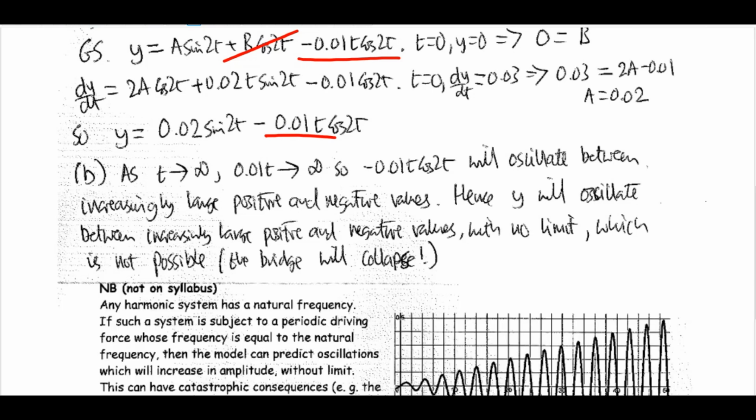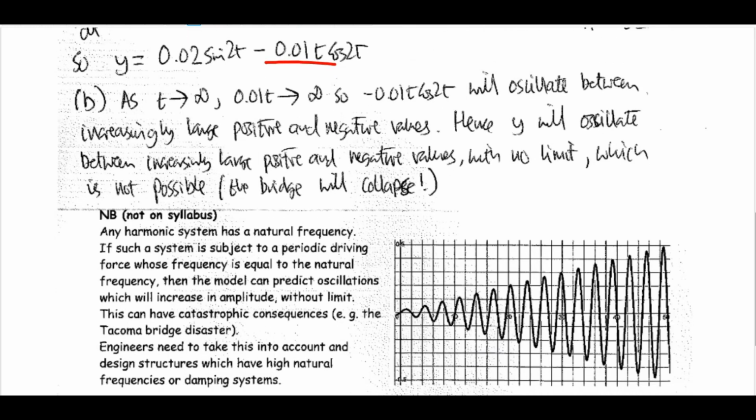Now, the stuff on the bottom of the page isn't really on the syllabus, but this previous example here is illustrative of a situation that does sometimes happen in nature. There are famous examples of this happening. It's because the system's natural frequency is the same as the driving force's frequency, and this can lead to oscillations with an increasing amplitude, as shown by this graph.